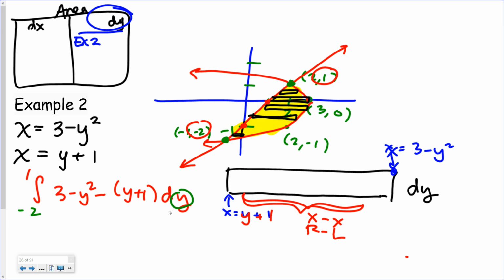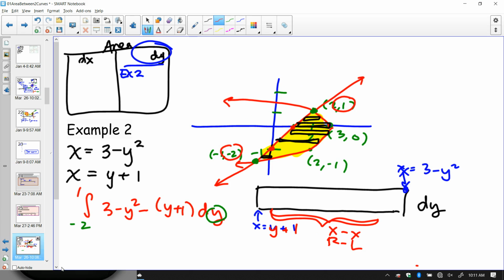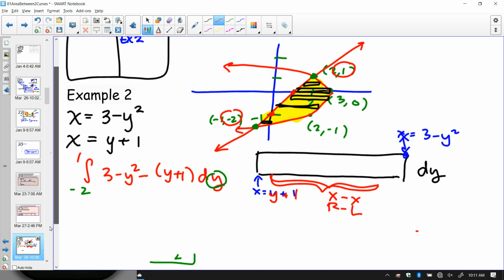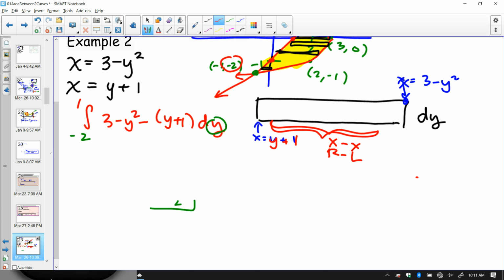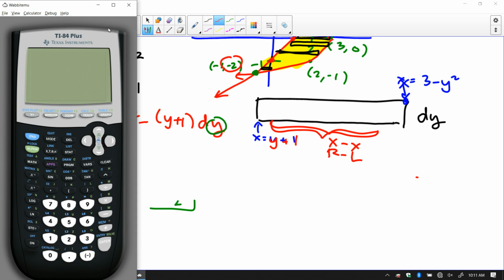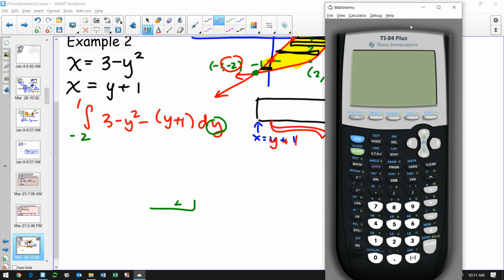We've done several problems by hand. Let's go ahead and do this one with a calculator. So I'm going to pull up a calculator here. You guys can pull out your calculator and see if we remember how to do integration with your calculator.